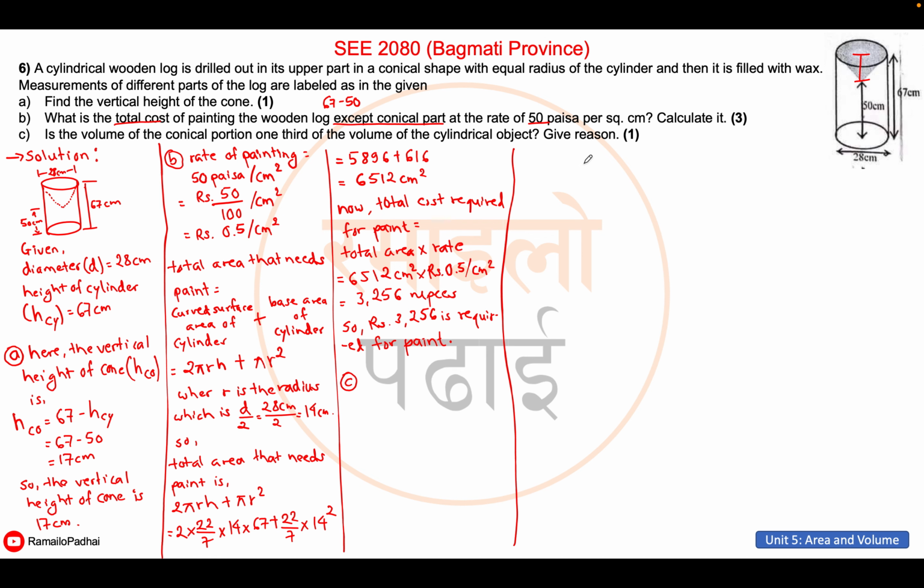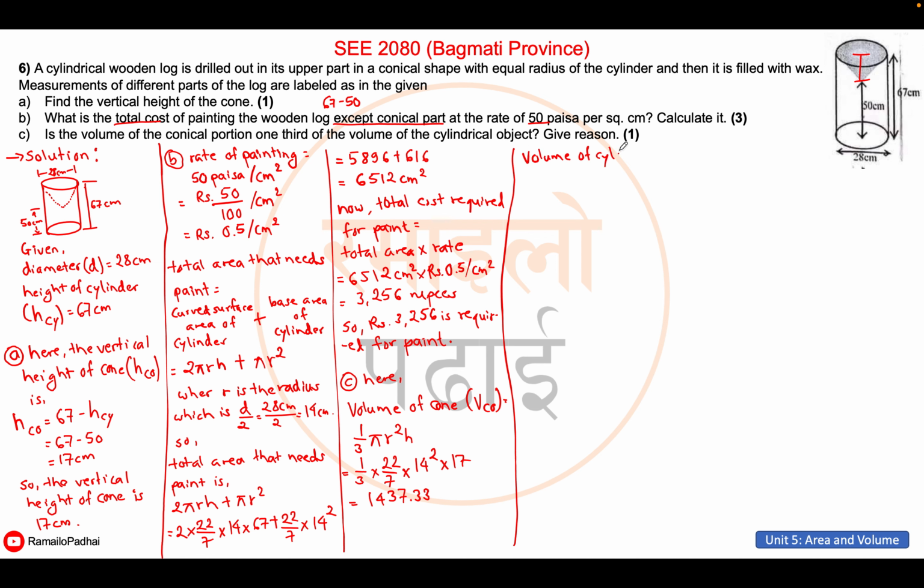Okay, how to do it, I will just explain you by solving. Okay, let's solve that. Here volume of cone, V cone, is equals to 1/3 pi r square h, which is equals to 1/3, pi is equals to 22/7 times r is equals to 14, so 14 square times height of cone is 17. So by solving this we will get 1437.33.